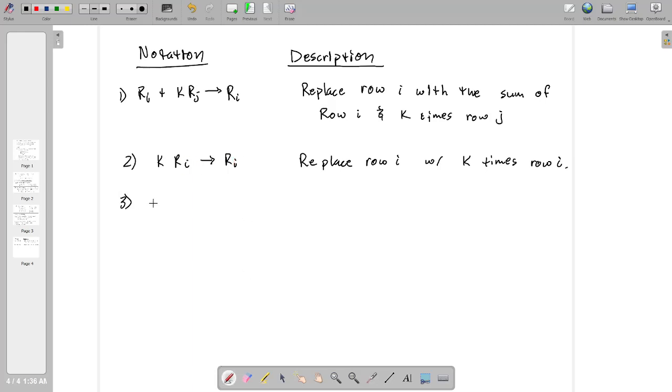Third, this notation seems pretty intuitive. Interchange row i and row j.